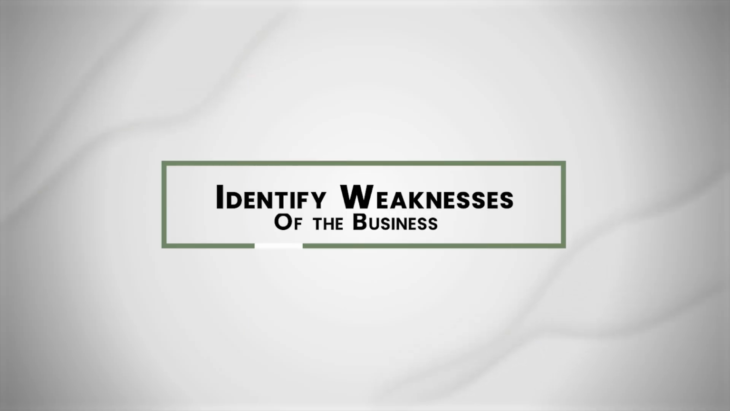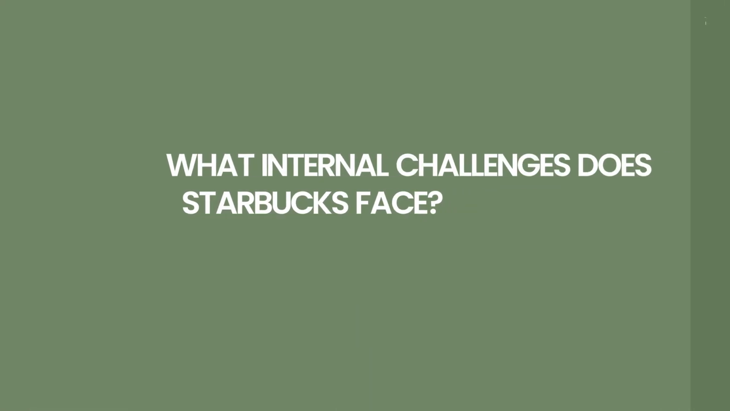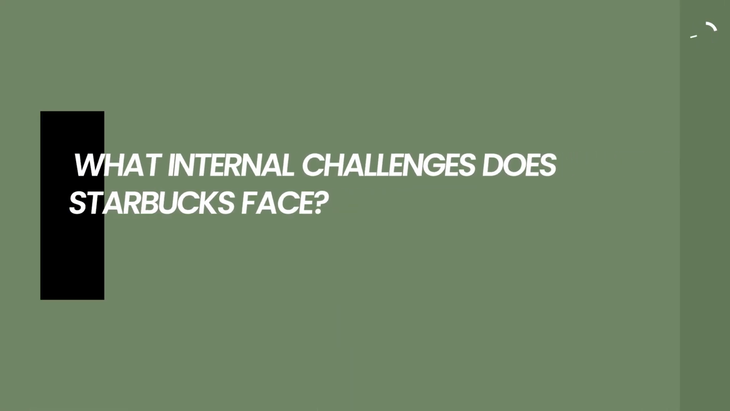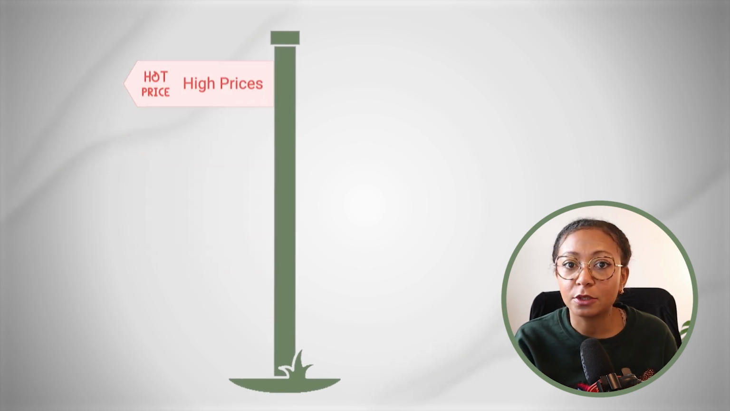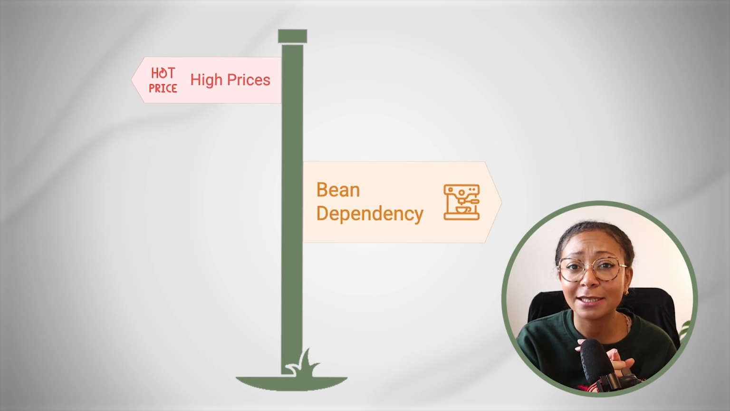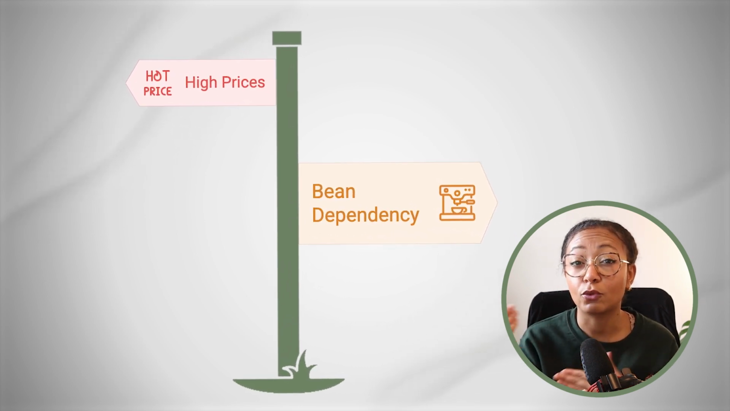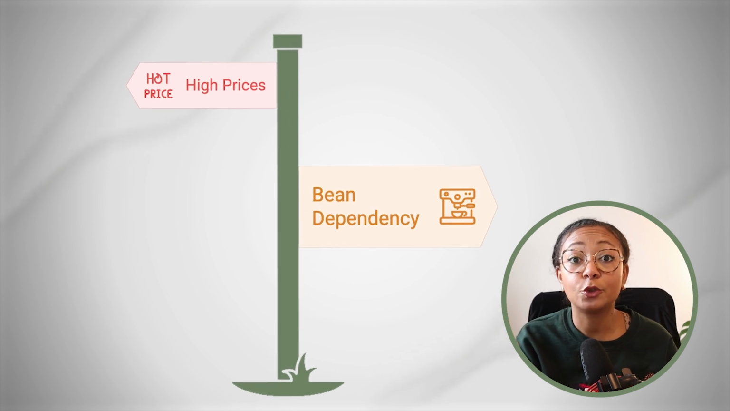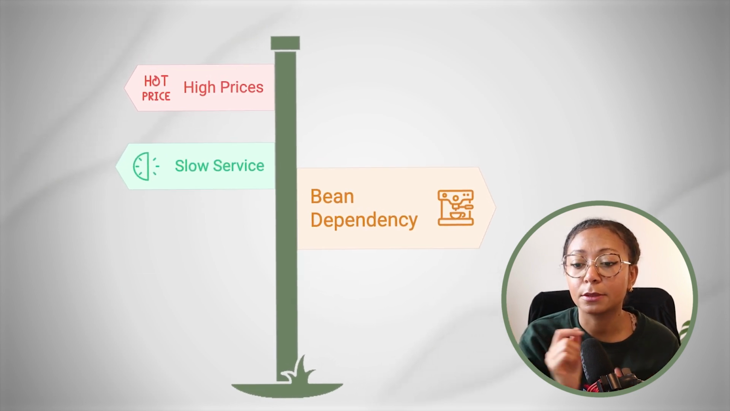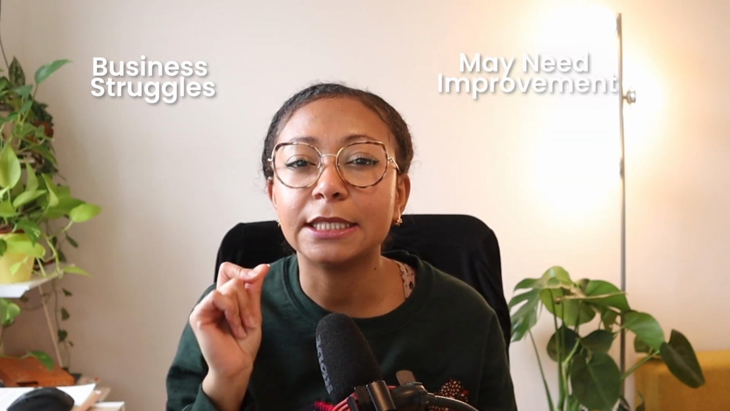Looking at step two of SWOT is to then identify the weaknesses, right? What internal challenges does Starbucks face? One could be high product prices. They are generally more expensive than their competitors. There's also dependency on coffee beans. There could be price fluctuations that impact their profits. And a third weakness could be slow service during peak hours. Long wait times could hurt customer experience, right? So weaknesses are areas where the business struggles and may need improvement.